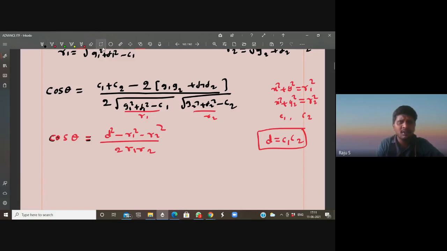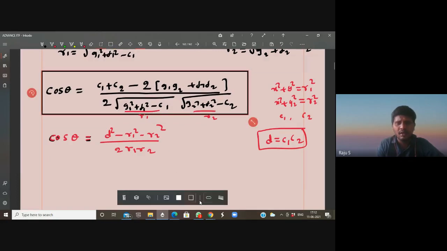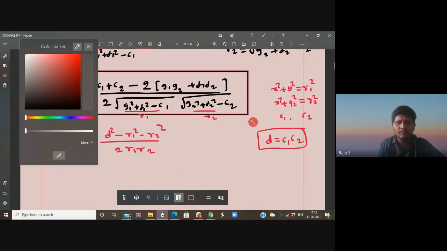In general form you can remember. So very important, this is the required formula. Students, understood?